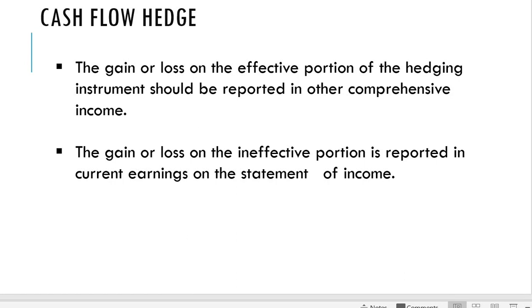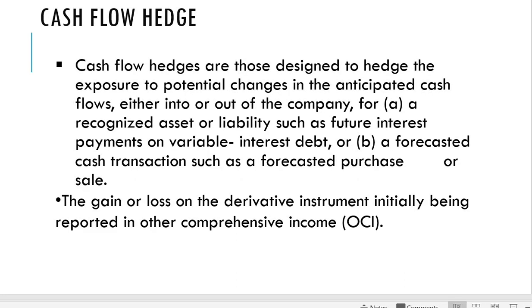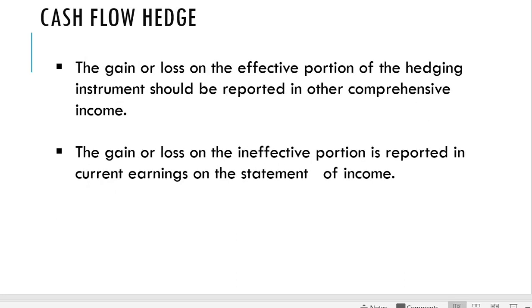But generally, in a cash flow hedge, if silent, the gain or loss on the derivative instrument or the hedging instrument shall be taken into the other comprehensive income. Okay.